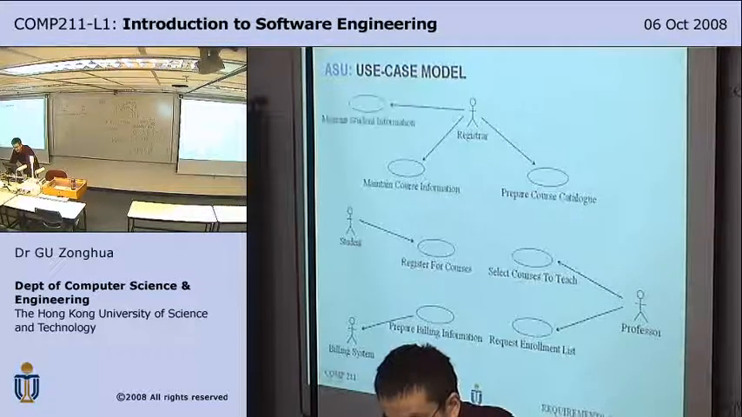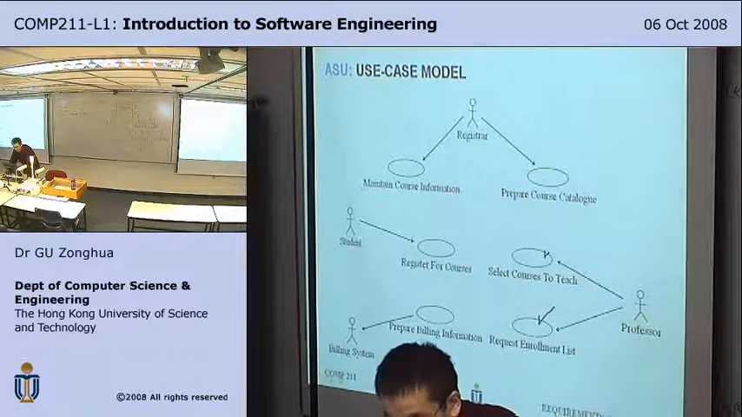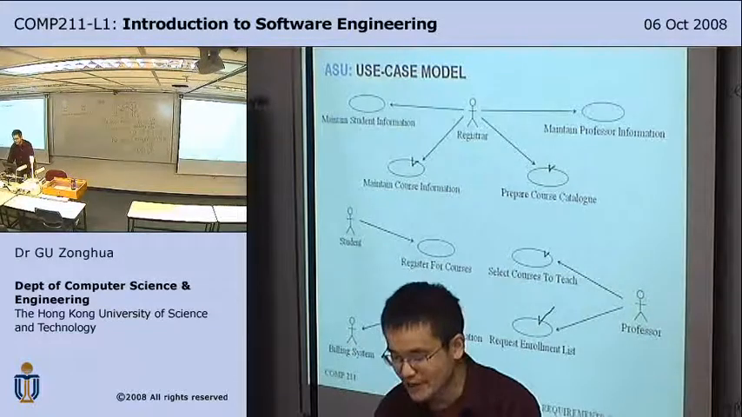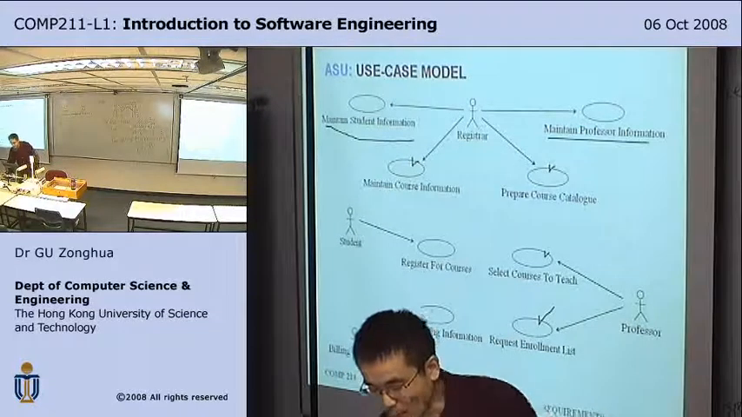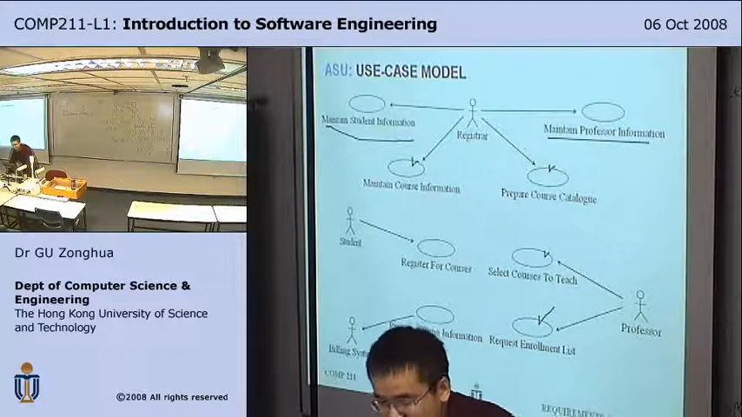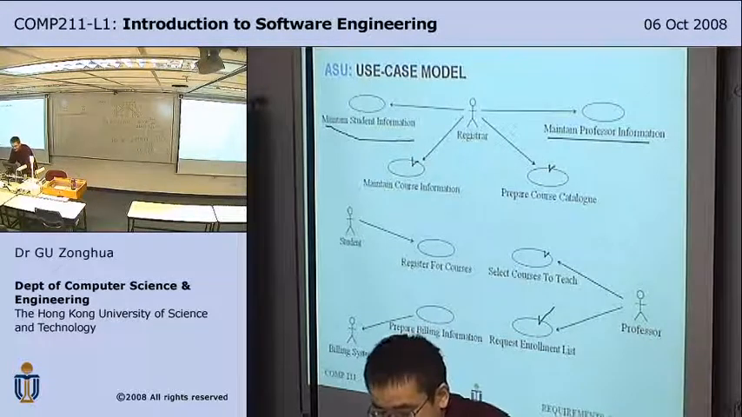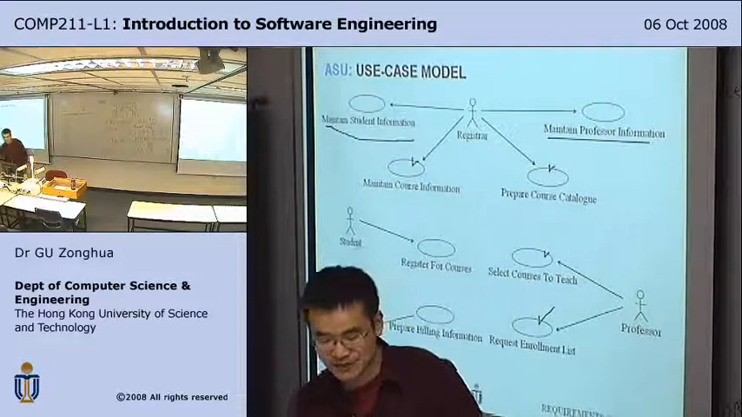So now the use case model looks like this. Student registers for courses. Professor select courses to teach, request enrollment list. Register, maintain course information, prepare course catalog. Then we add two more use cases, maintain student information and maintain professor information. So these are the additional use cases we identify after discussing with the client. So these are not explicit in the problem statement.